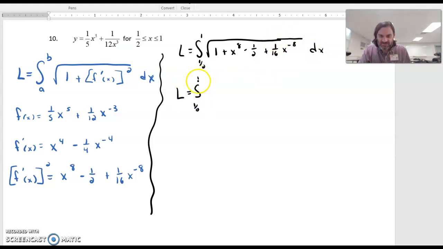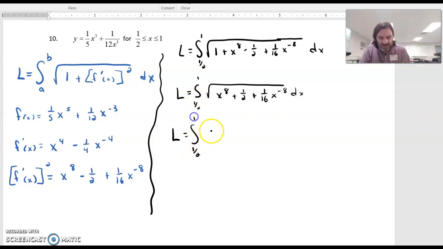So let's clean that up a little bit. Integral from 1/2 to 1, square root of x to the 8th plus 1/2 plus 1/16 x to the negative 8 dx. And once again, that gives us something that we can factor, and you might not be all that familiar with it. So let's just show you what it factors into. Under the square root, this thing should factor into x to the 4th plus 1/4 x to the negative 4 times itself. So let's try and make that just a little bit neater before we continue.